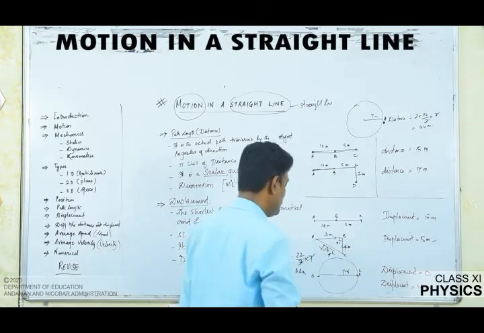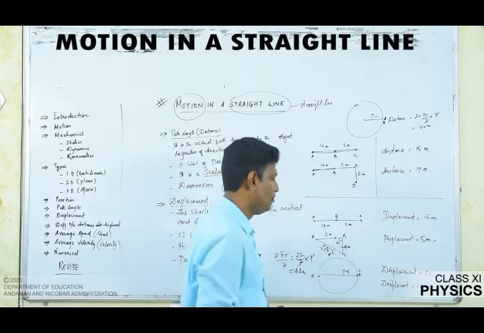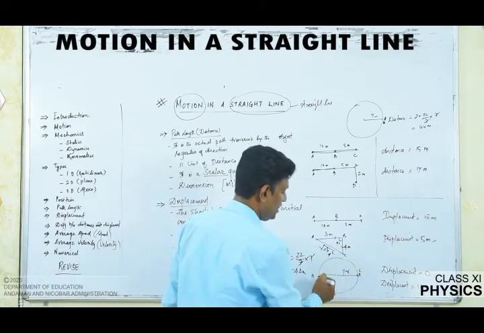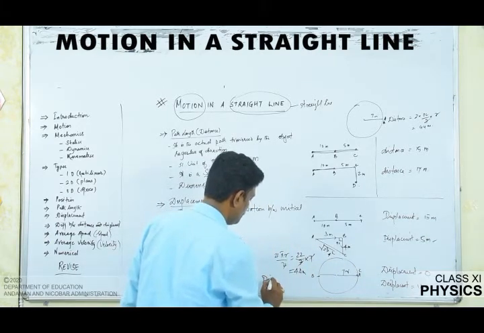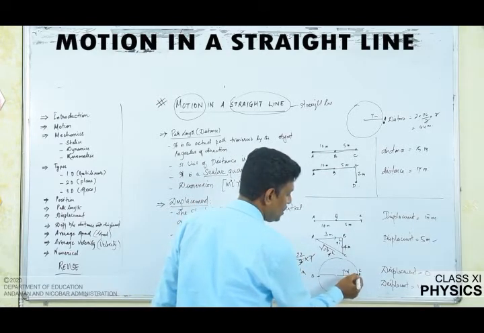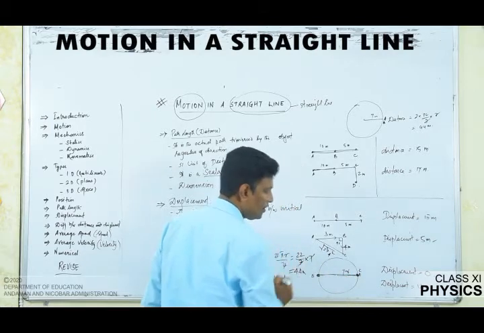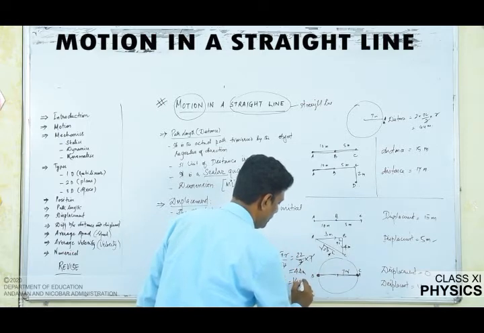So, the displacement distance here is 44. So, what about the displacement here? In the first case he is moving from A to B, the displacement will be between the initial point and the final point. So, it is a diameter. So, 7 meter plus 7 meter, that is 14 meter.